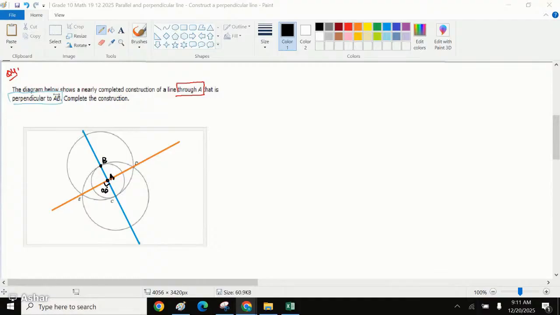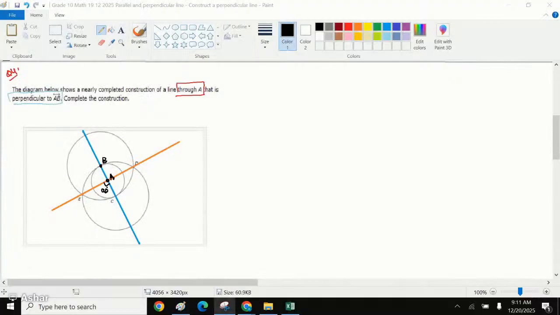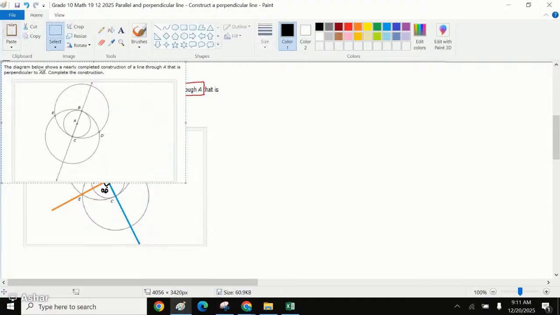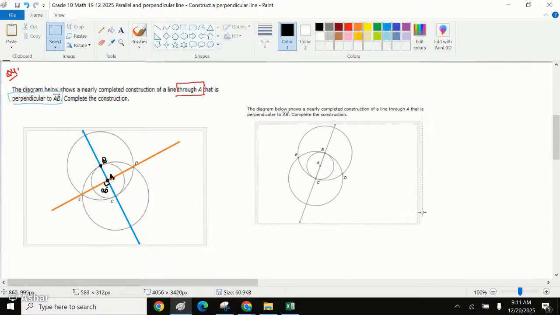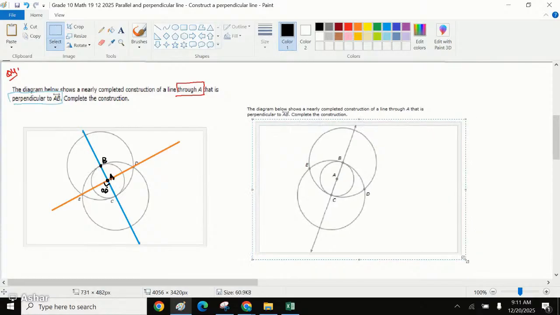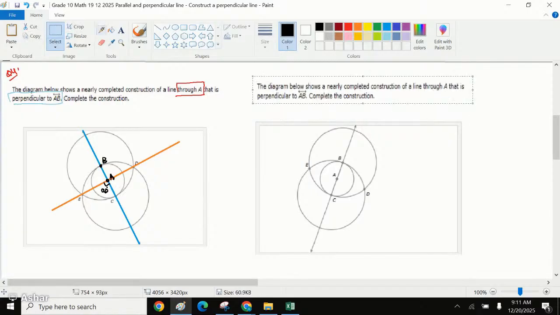So let's see in the next question what they're asking us to draw. So the next question says, I'll just copy it so that we can simplify. Okay. So the next question says this. I'll just increase the size so that it's more visible to us. Okay. And this is the statement that they're asking us to solve.